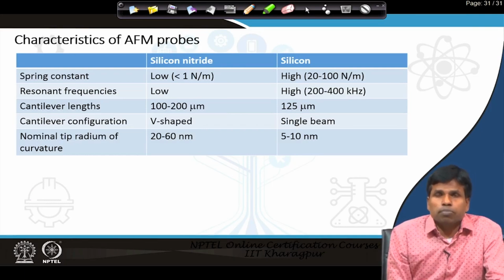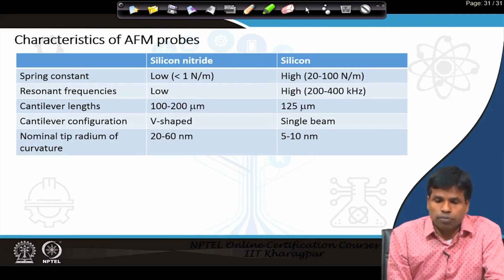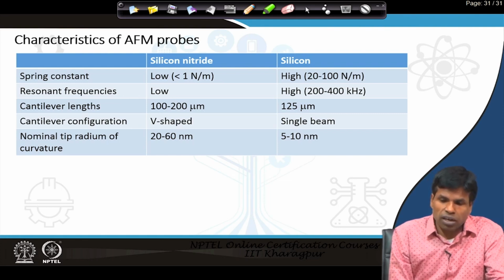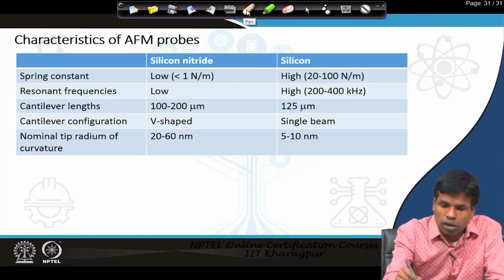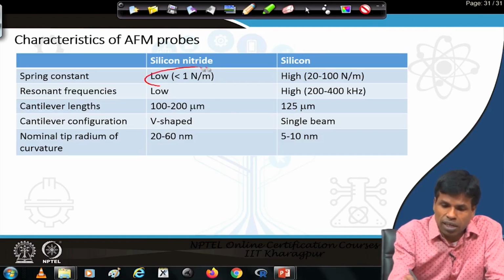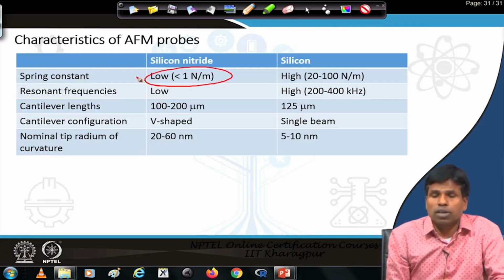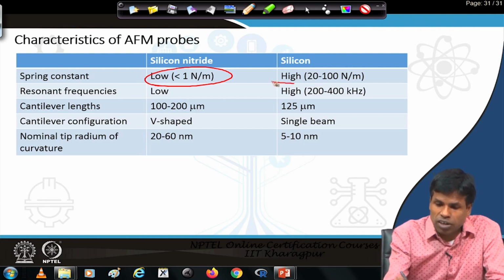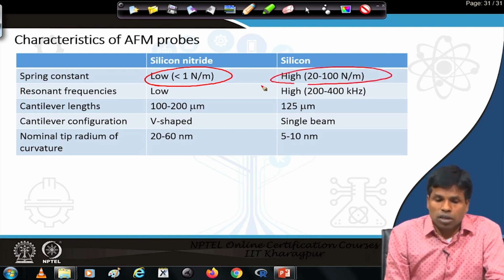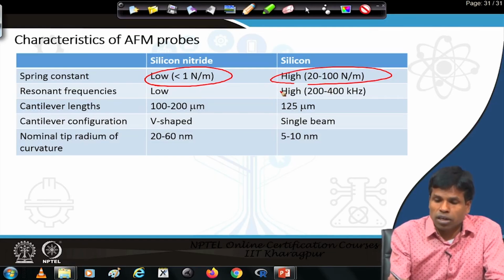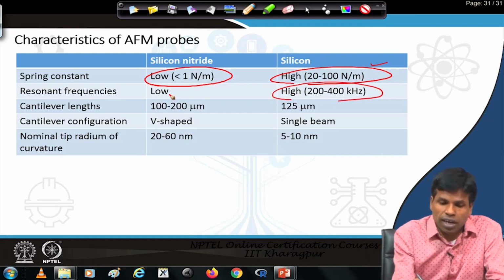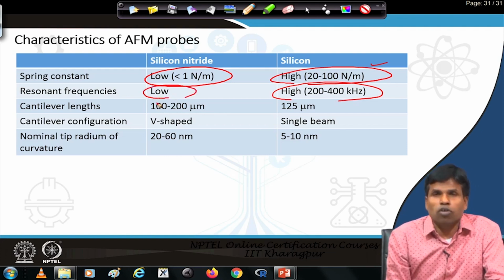And the characteristics of an AFM probe, if we consider, in almost all cases Si3N4 silicon nitride and silicon are used as cantilever probes in the atomic force microscope. What we see here, the silicon nitride has a smaller spring constant, less than 1 Newton per meter. On the other hand, silicon has a high spring constant. Similarly, as per our simple harmonic oscillator formula, when the spring constant is high, the resonant frequency will be high, and when the spring constant is low, the resonant frequency will be low.